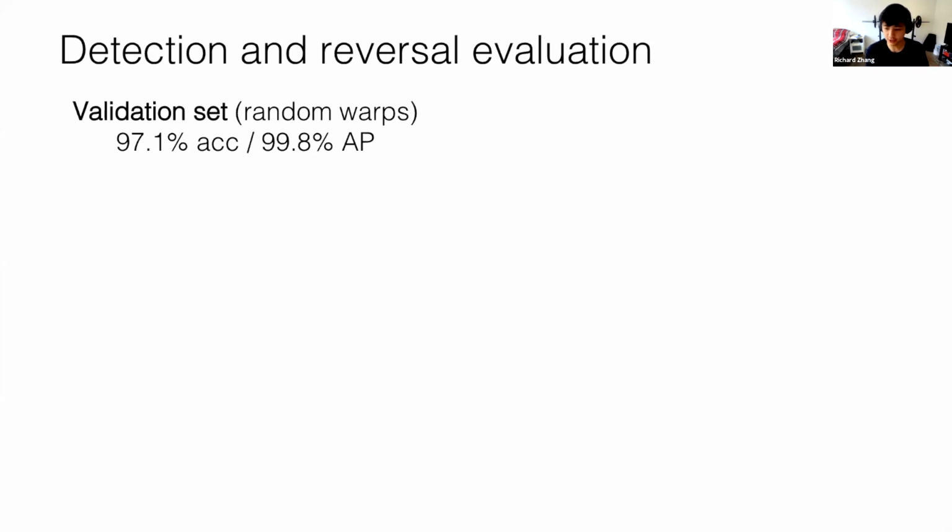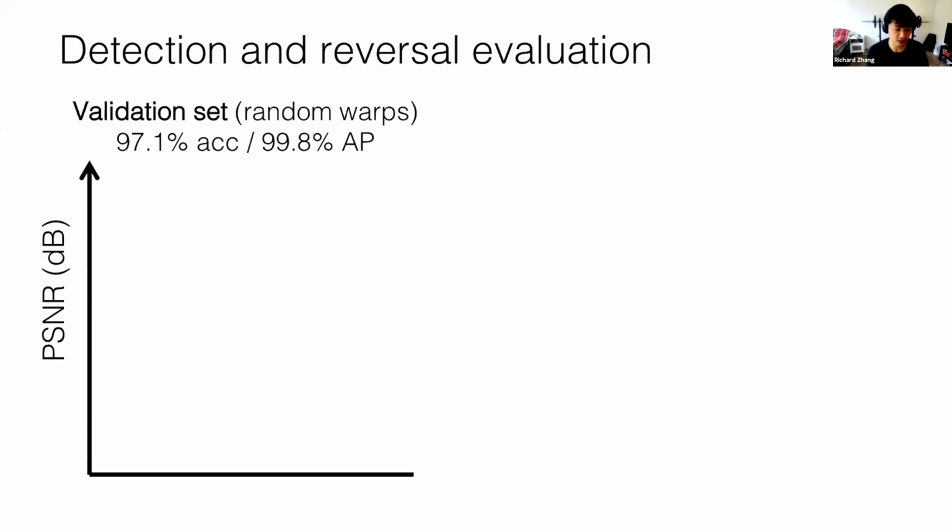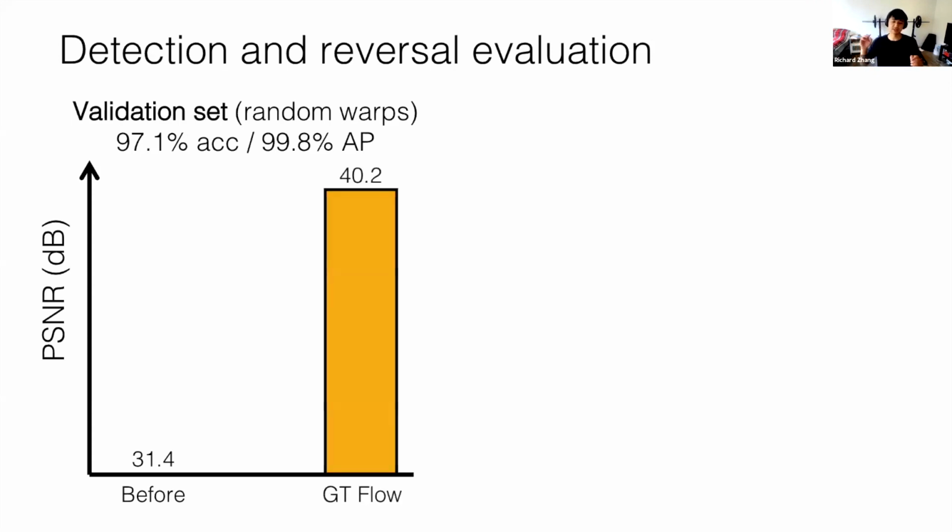We can also evaluate the undo. And so here I'm going to show the PSNR. And this is before, which means the PSNR between the manipulated image and the original, and that I'm going to show on the bottom. That's at 31.4 PSNR. If we take the flow field, so this is if you have access to the original and the manipulated, compute the flow field and warp the manipulated image back, you get 40.2. And the reason this isn't infinite is because there may be small errors when you're predicting the flow, and when you warp an image, you're going to lose information because you're going to be compressing certain pixels. So it's not going to be infinite, but you get something really, really high.